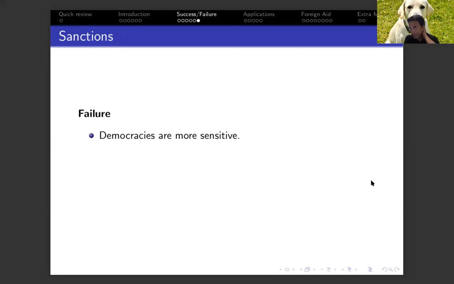However, when these democracies show clear and strong resistance to the policy of sanctions, then failure is more likely.